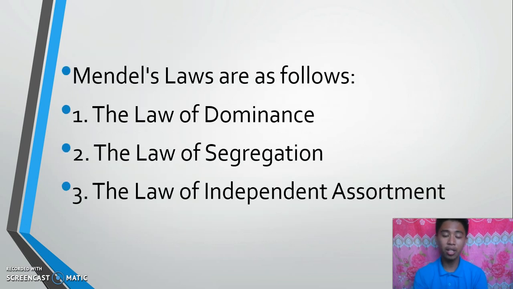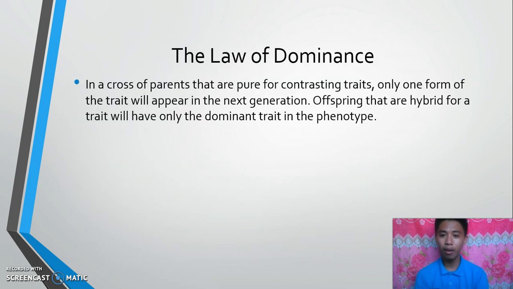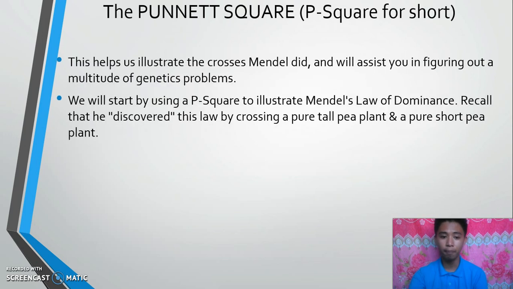So here are the 3 laws of Mendelian inheritance. First is the law of dominance, the second one is the law of segregation, and the third one is the law of independent assortment. So the law of dominance: in a cross of parents that are pure for contrasting traits, only one form of the trait will appear in the next generation. Offspring that are hybrid for a trait will have only the dominant trait in the phenotype.